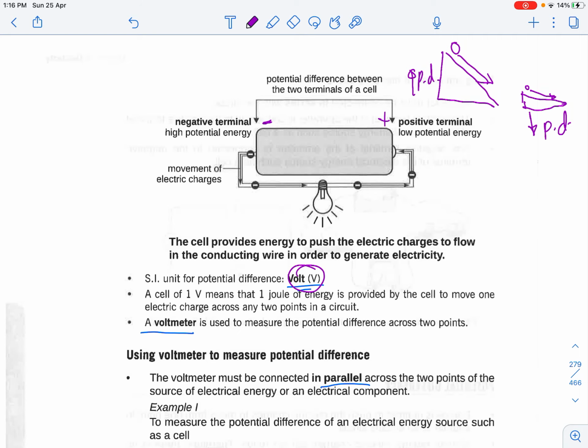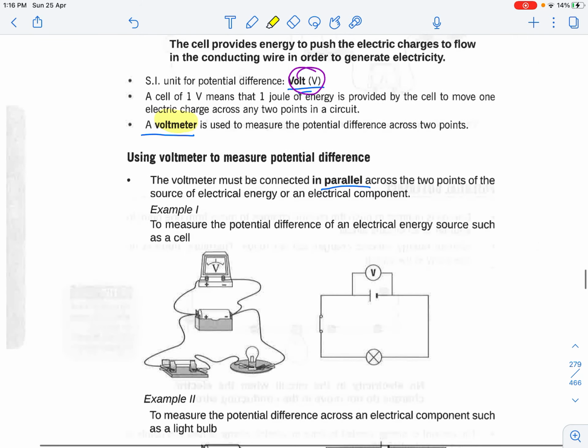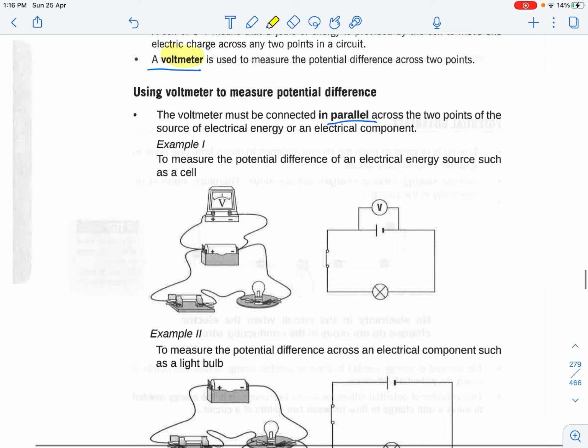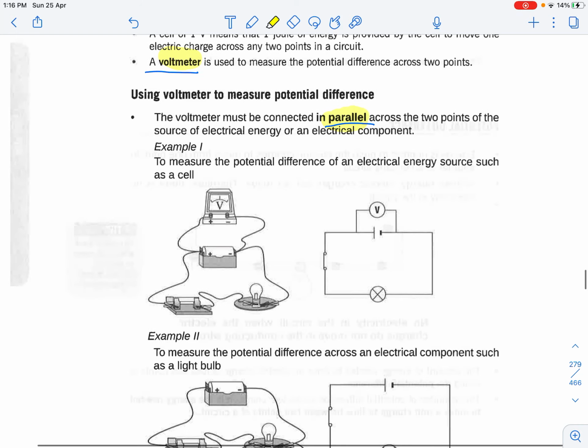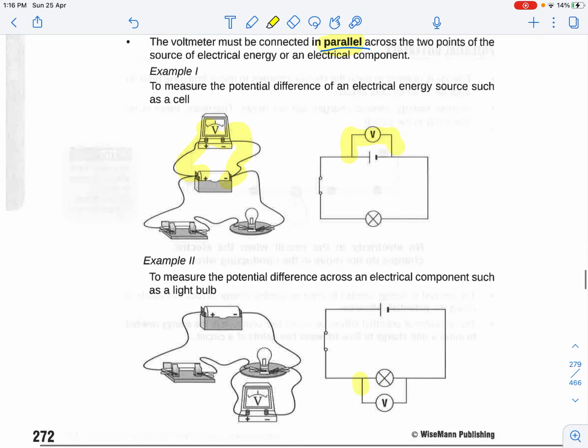It is using the voltmeter. One thing about the voltmeter is, just like the ammeter, you need to connect it using the positive and negative terminal. However, one crucial difference is that a voltmeter is connected in parallel rather than side by side with the actual item. So this is how it looks like.